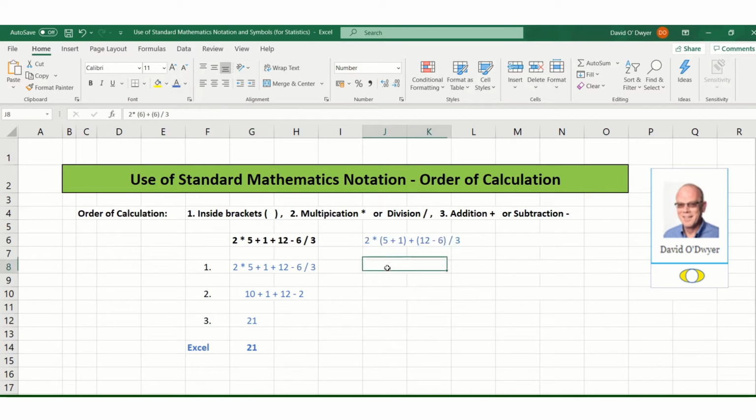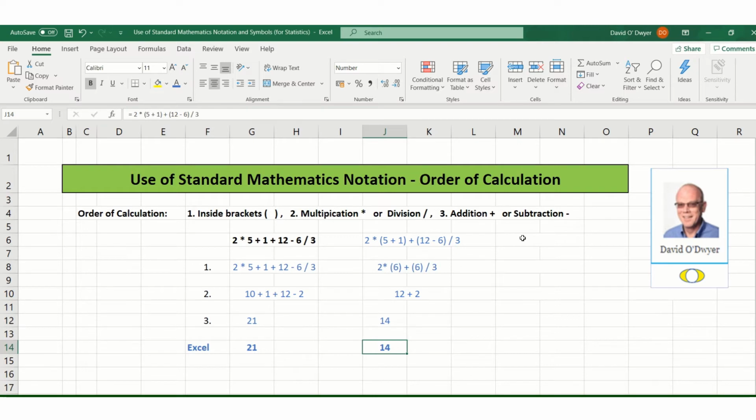So we've got 2 multiplied by 5 plus 1 and plus 12 minus 6 and then divided by 3. So our first rule again is we first of all do the inside brackets, and that brings the 5 plus 1 becomes 6, the 12 minus 6 becomes 6 as well, and then we move on to our next rule, which is this multiplication or division, and that gives us 12 for the 2 by 6 and 2 for the 6 divided by 3, and then finally that gives us 14. And again, checking with Excel, we should get the same answer.